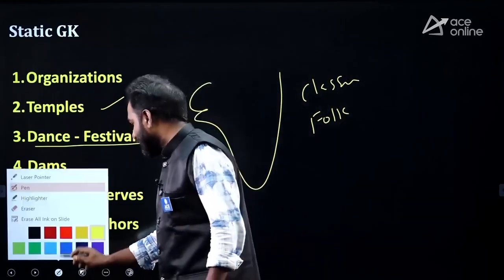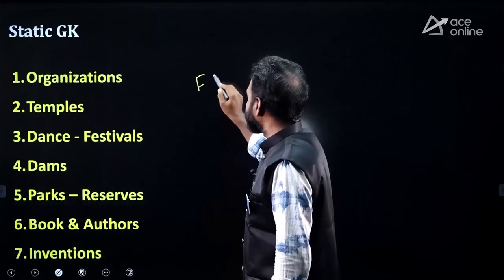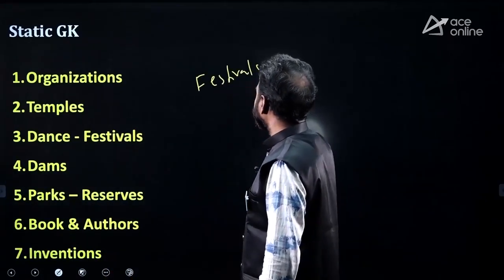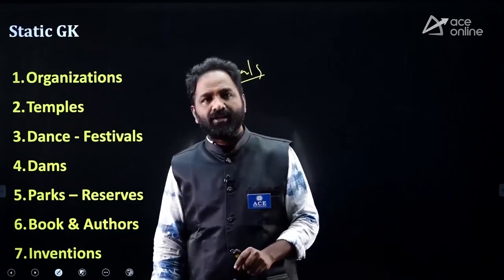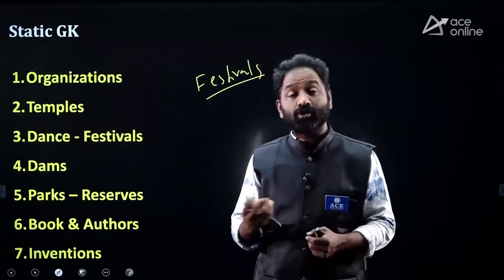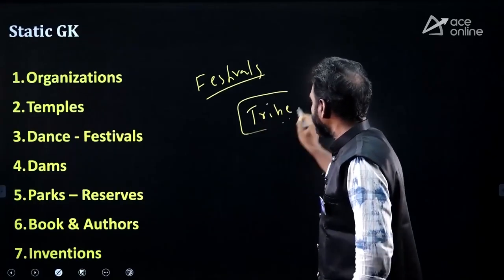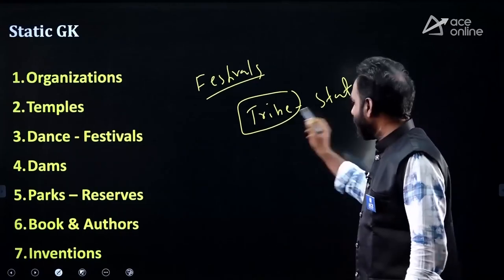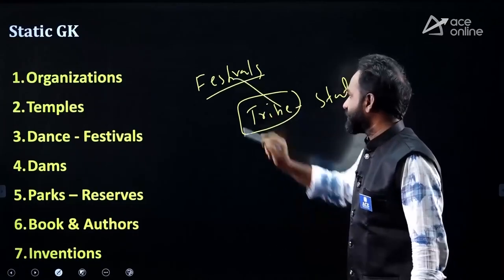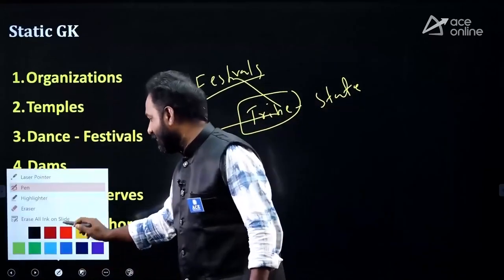And along with dance, you have to have an idea about the festivals also. They're asking questions about festivals. They'll give you a festival name and you have to identify the state. Sometimes they'll give you a tribe name also, and you have to identify the associated state. Tribe name, state. Tribe name, festival. Tribe name, dance. So you should have clarity.